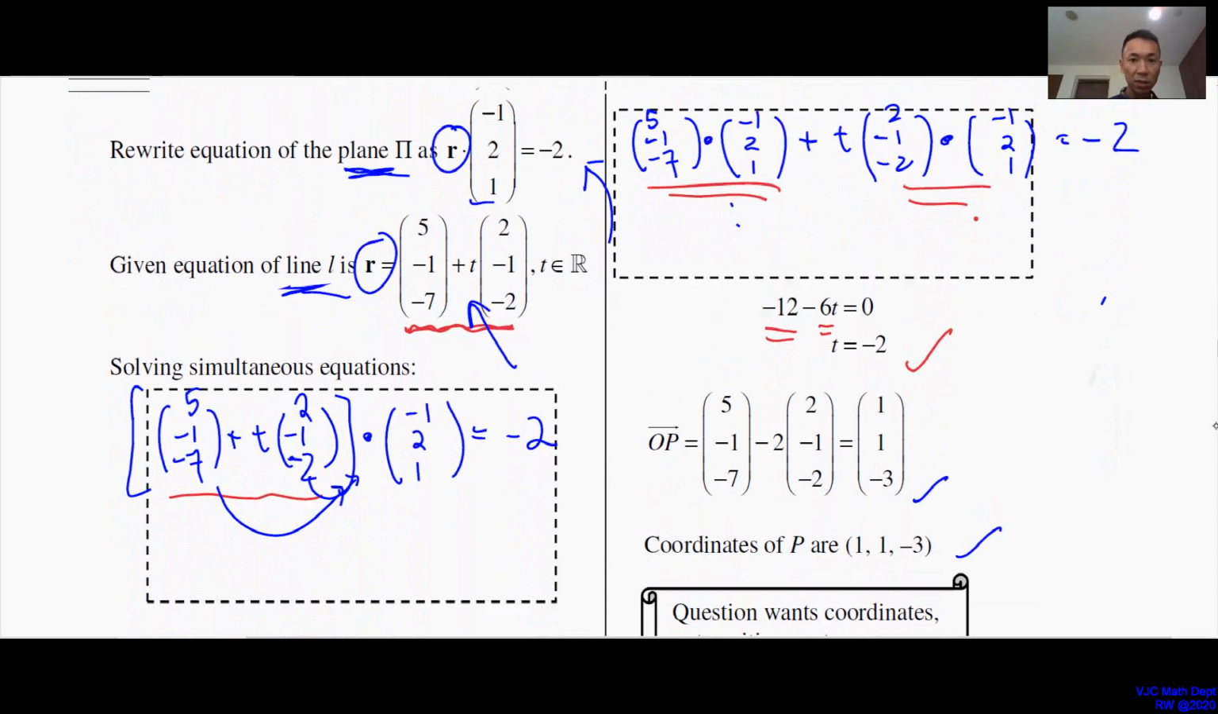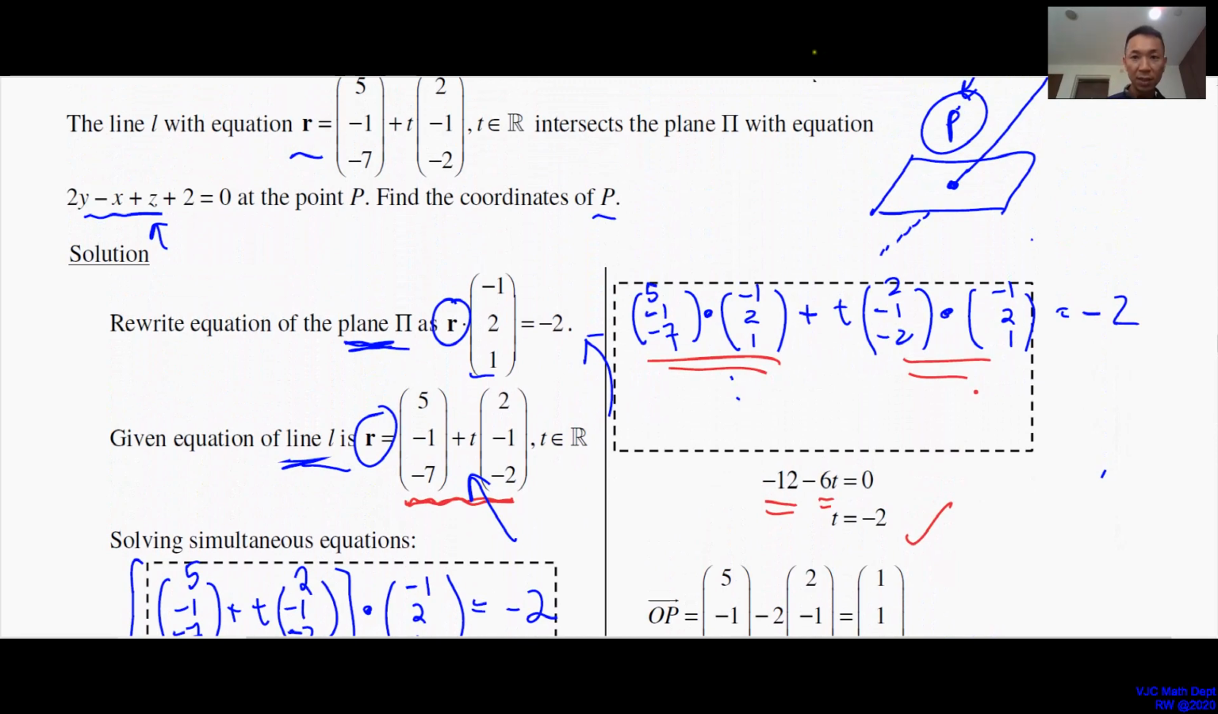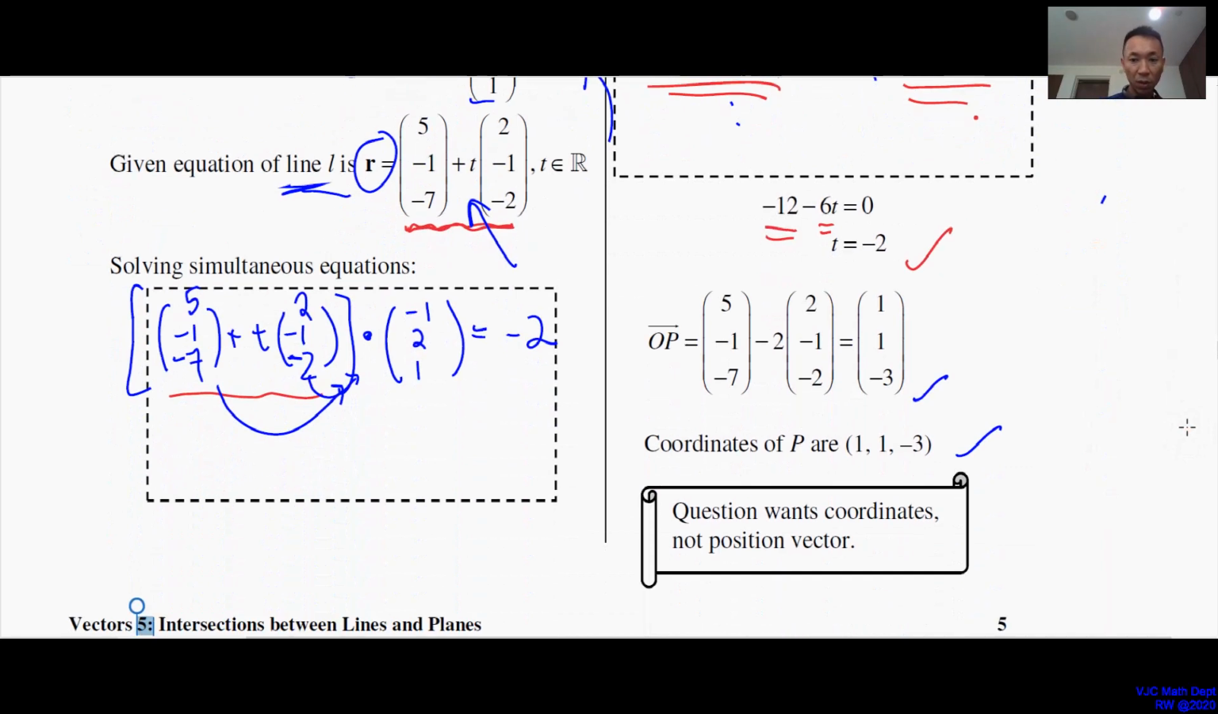Just take note of what they want. They want coordinates, so we give coordinates, not position vector. These coordinates. Yes? Alright.